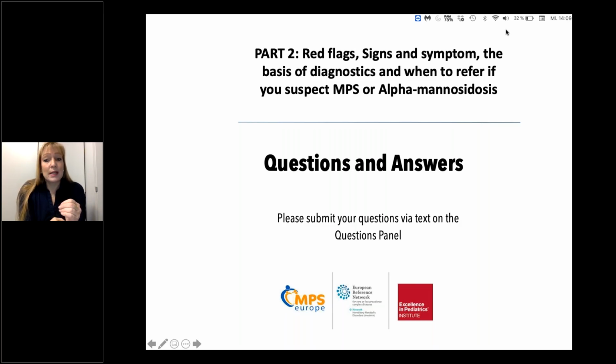Next question: do we treat when symptoms are present, or do we start before symptoms are present? This is what I already tried to explain. We try with the enzyme replacement therapy to avoid organ damage. The effect is much better in avoiding than in correcting. This is why the earlier you start the treatment, the better it is. Any further questions?